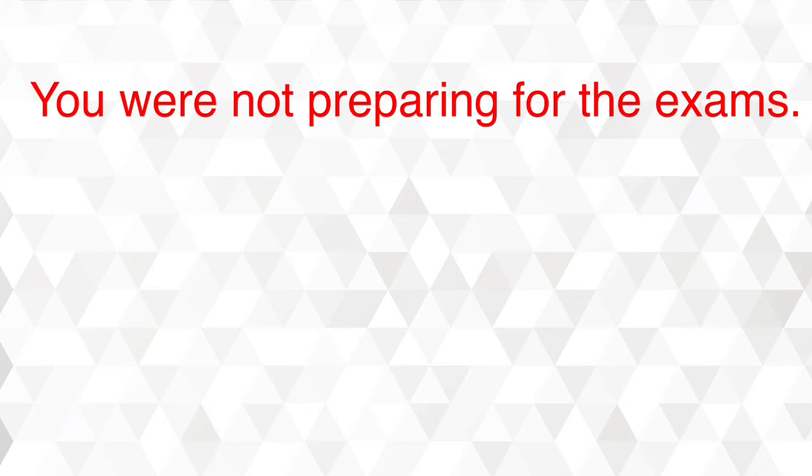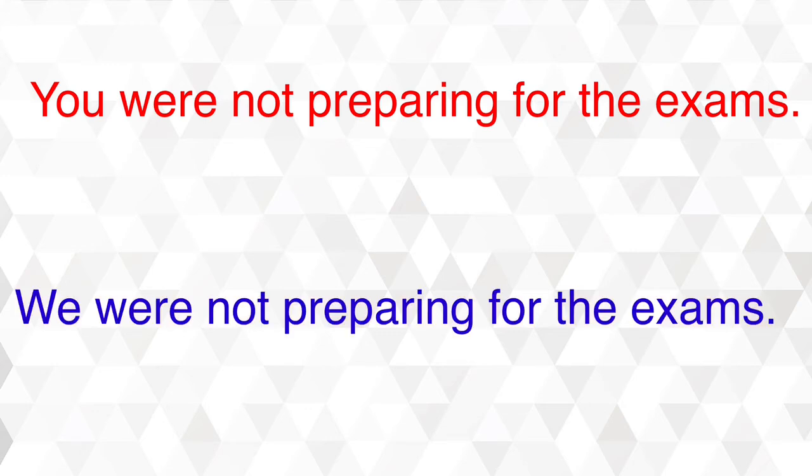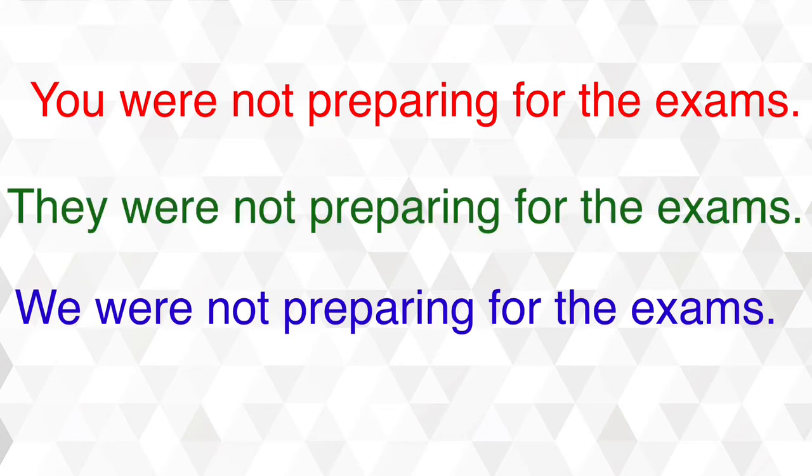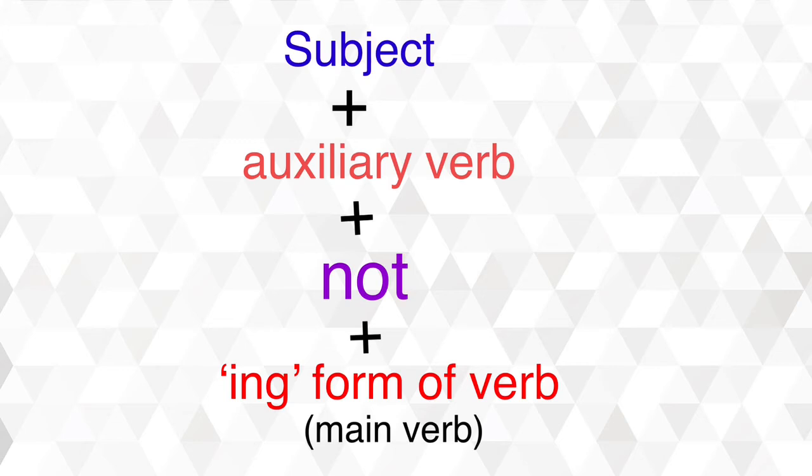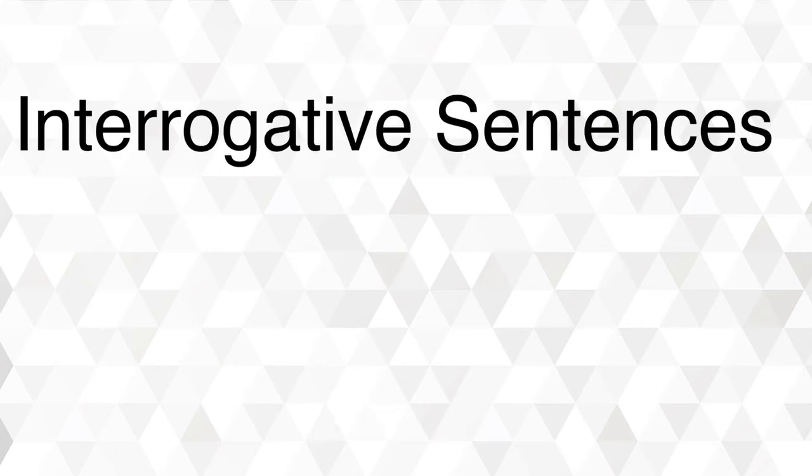Now let's look at some more examples. You were not preparing for the exams. We were not preparing for the exams. They were not preparing for the exams. Again, the subject is followed by the auxiliary were, which is followed by the negative not, followed by the main verb in the ing form, that is preparing.